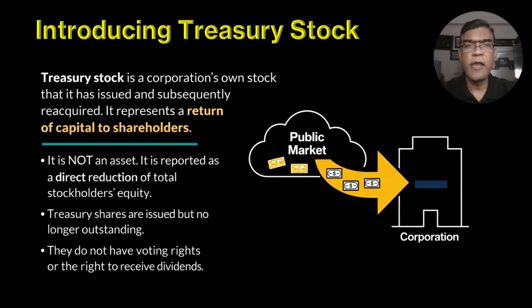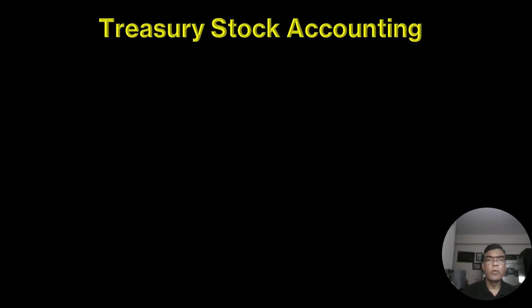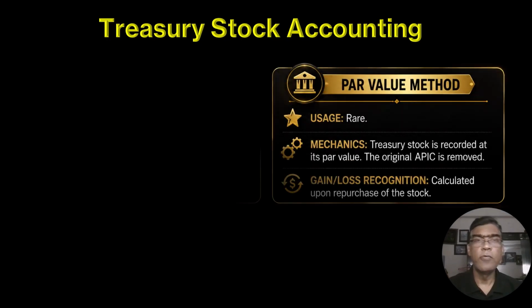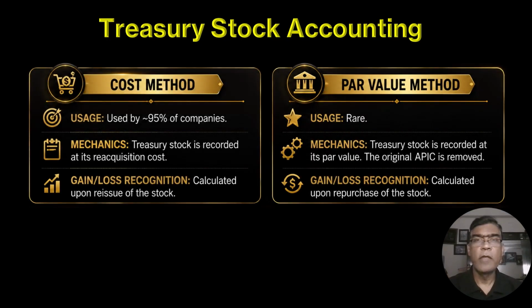The illustration here shows cash flowing from the market back to the corporation. A simple way to visualize how buybacks reduce equity while consolidating ownership. Let's look at how treasury stock is accounted for. Most companies use the cost method, where the reacquisition cost becomes the basis for recording. A smaller number use the par value method, which removes the original APIC and records the shares at par.